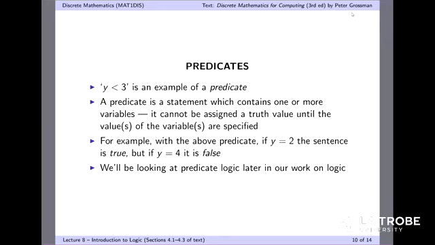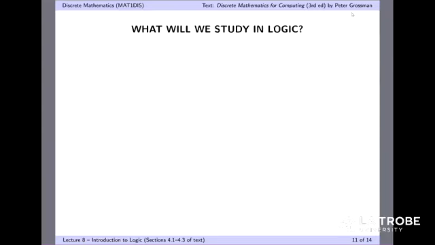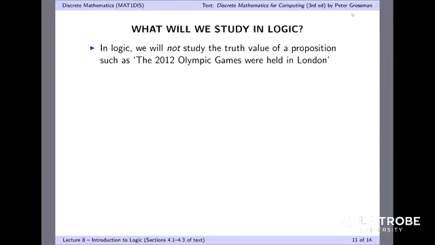And yeah. So what will we study in logic? In logic, we will not study the truth value of a proposition, such as the 2012 Olympic Games were held in London. We will not look at the truth value. However, we will consider a systematic way of determining values. If it was true, then what happens? If we are going to connect two propositions, what are all the possibilities?